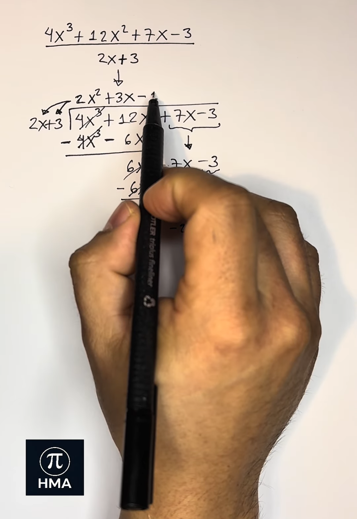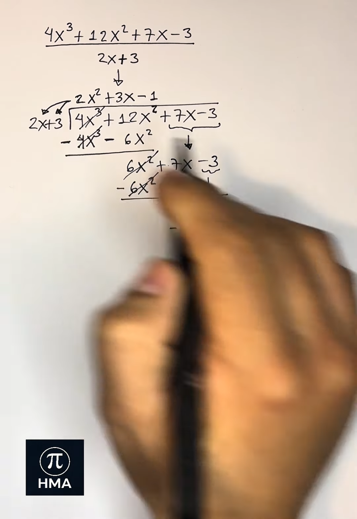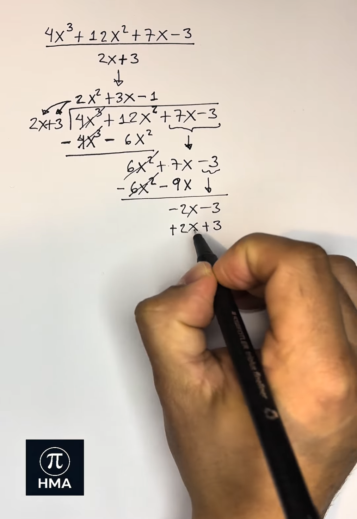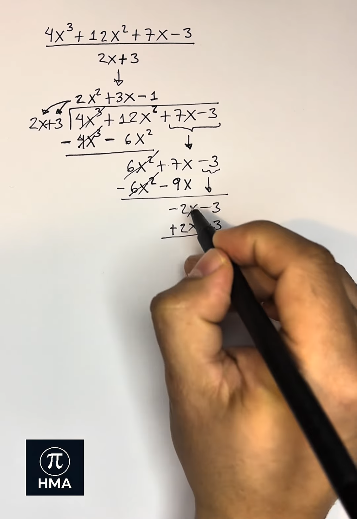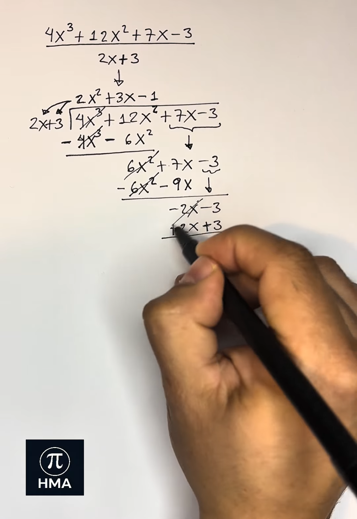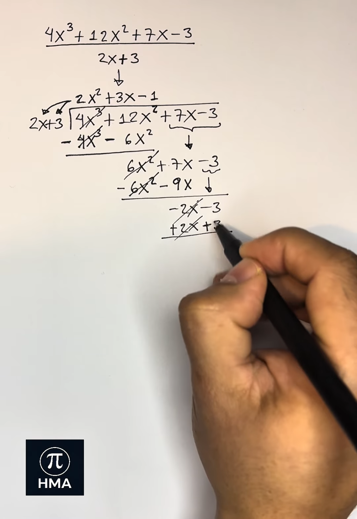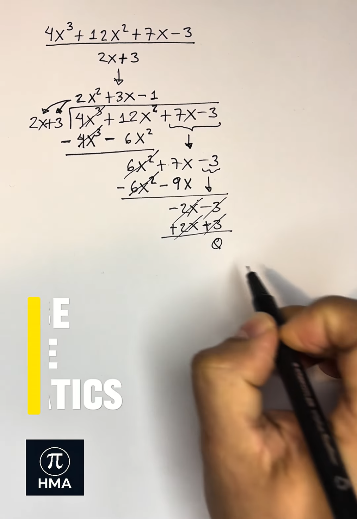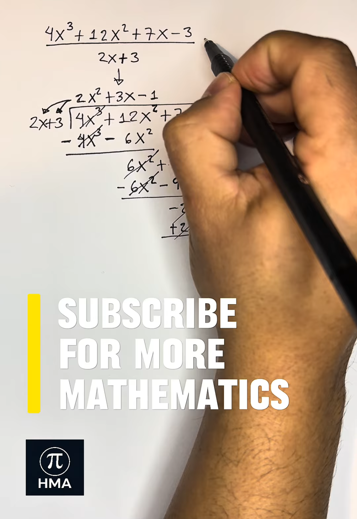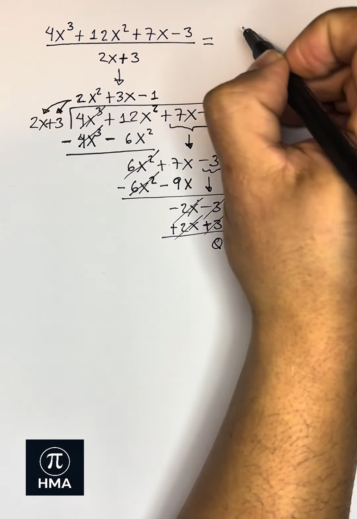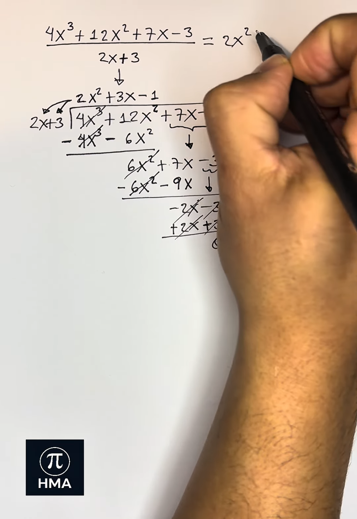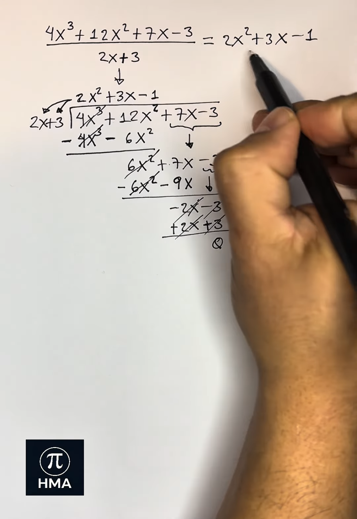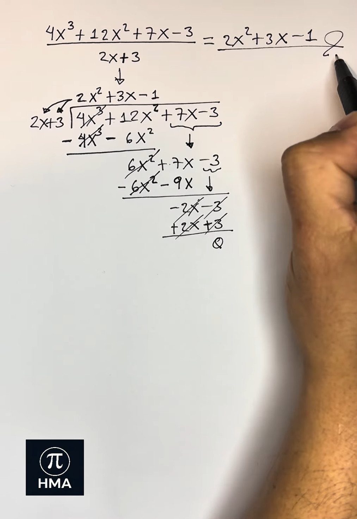And minus 1 multiplied by 3 is minus 3. But since we are doing a subtraction, we need to invert the signs again. And minus 2x plus 2x eliminate each other, and minus 3 plus 3 is also the same. And this will be 0. Therefore, the result will be 2x squared plus 3x minus 1. And this will be the result.